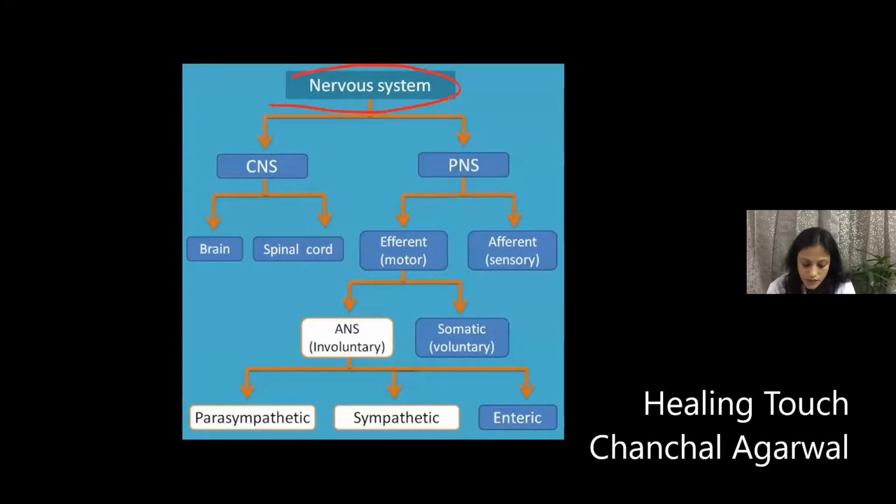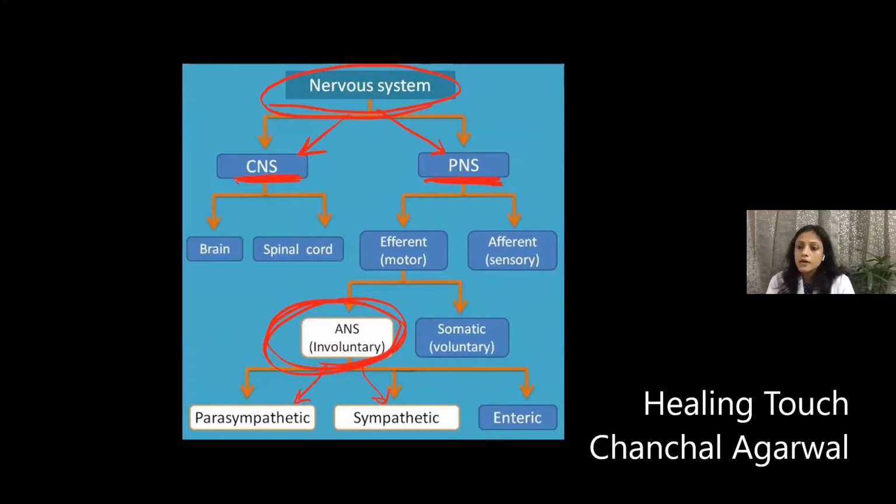You need to see that the nervous system can be divided into two parts. One is the central nervous system, one is the peripheral nervous system. Central nervous system means the axis, brain and spine. And the peripheral nervous system means the nervous system which consists of peripheral nerves, the nerves which are in the periphery. In that you have the autonomic nervous system as one of the parts. And under the autonomic nervous system, you have two parts. One is sympathetic, one is parasympathetic.